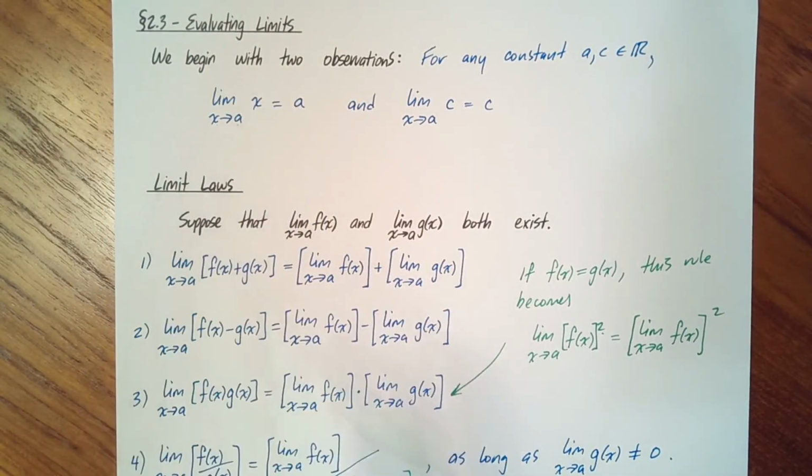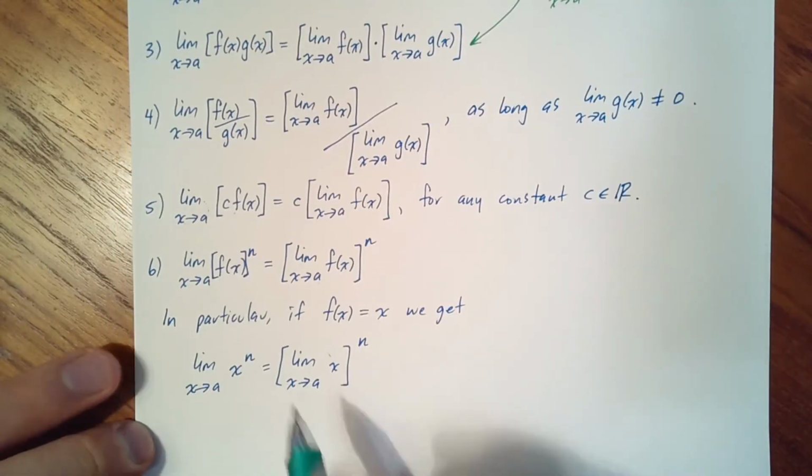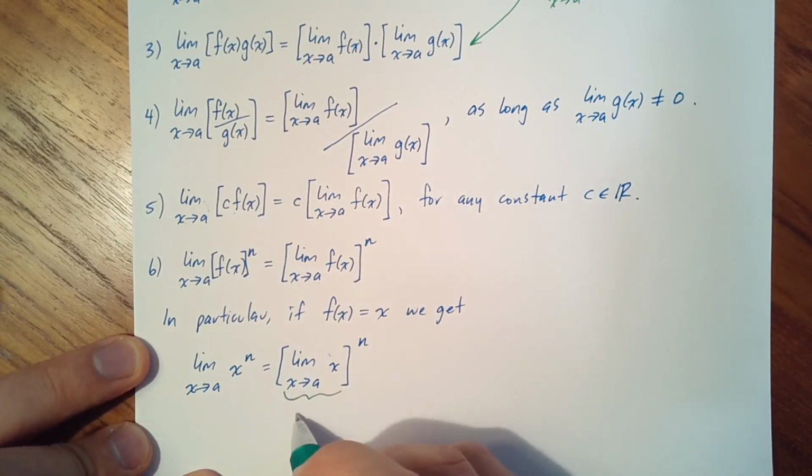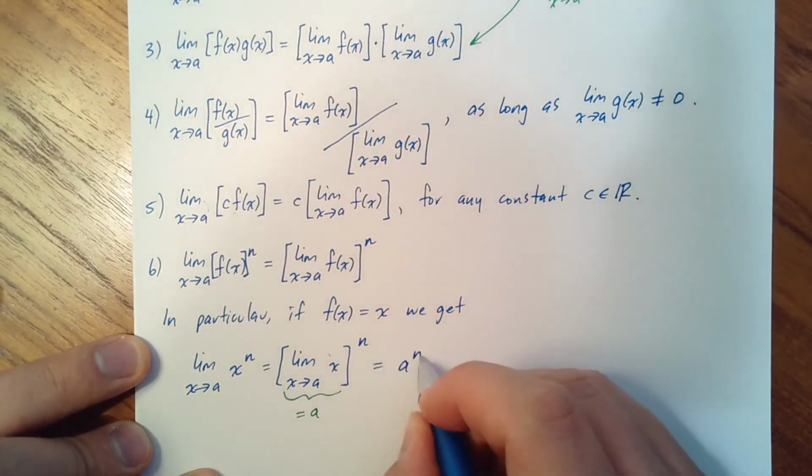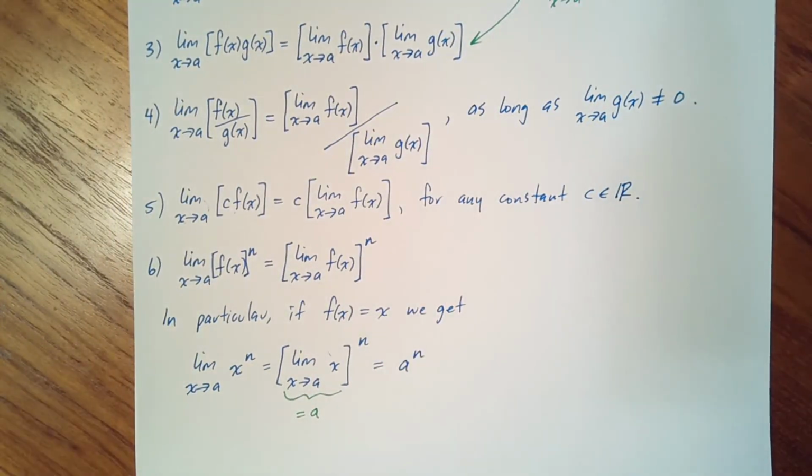So from this observation, you can plug it in down here inside the brackets. This is really just a. So what this actually works out to is a to the n. And this consequence of rule 6 is actually going to turn out to be quite useful when we're dealing with polynomials, which we'll discuss in the next clip.